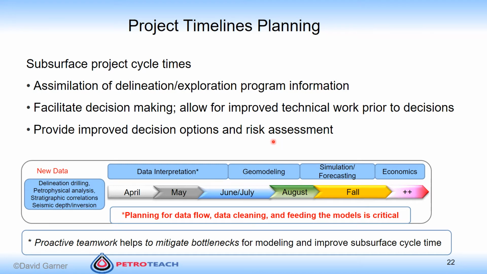Well, by being engaged in this subsurface workflow and the geomodeling, we can plan for the data flow, cleaning, and feeding the models. This allows for earlier delivery of data to the modeling, which allows more time for the simulation, forecasting, and economics. So proactive teamwork can help mitigate bottlenecks for modeling and the flow of information through teams, which improves the subsurface cycle time.